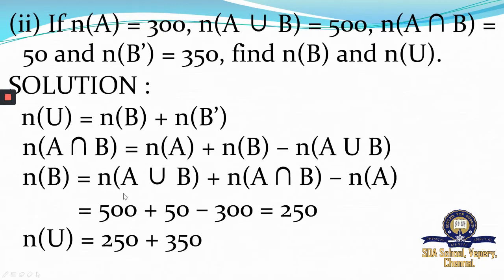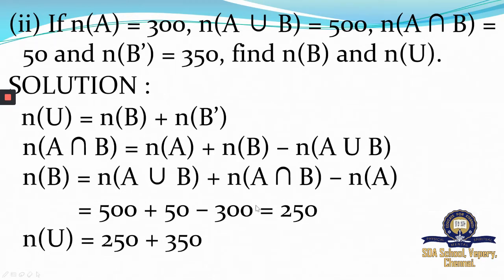Next, I have to merely substitute the values of n of A union B, n of A intersection B, and n of A over here. So I get the answer as 250. So my n of B is 250. Now I can substitute n of B in this equation. Which equation? n of U equals n of B plus n of B complement.